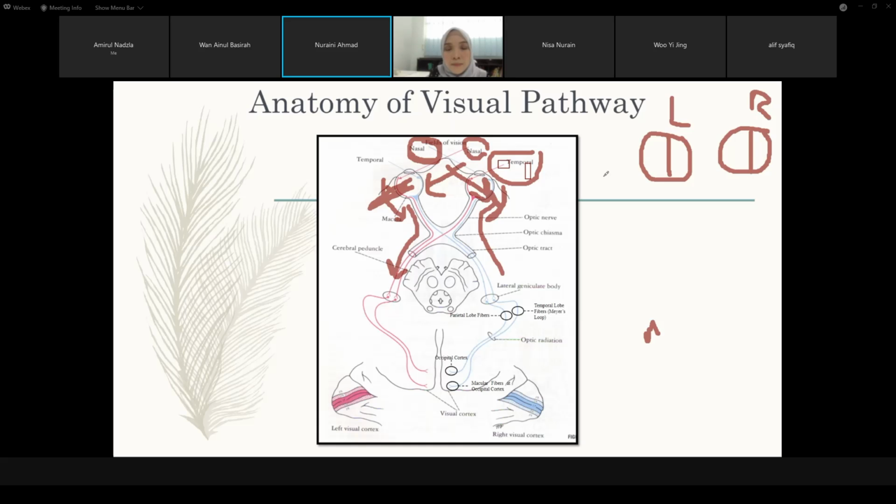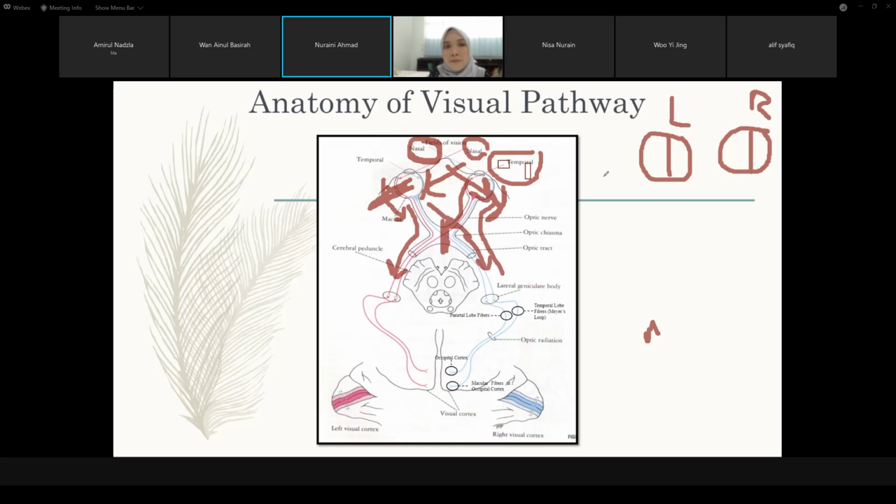For the nasal retina fiber for each eyeball, dia akan cross dekat bahagian optic chiasm. Kat bahagian sini. Okay. This is nasal retina tadi, nasal retina fibers yang receive light ray from the temporal part akan cross dekat bahagian optic chiasm. Ini right kan? This is a right nasal retina fibers akan cross go to the left part ataupun left optic tract. For the left, this is the left retina fibers, left nasal retina fibers akan cross ke optic chiasm dan dia akan pergi to the right optic tract. Okay? Faham?